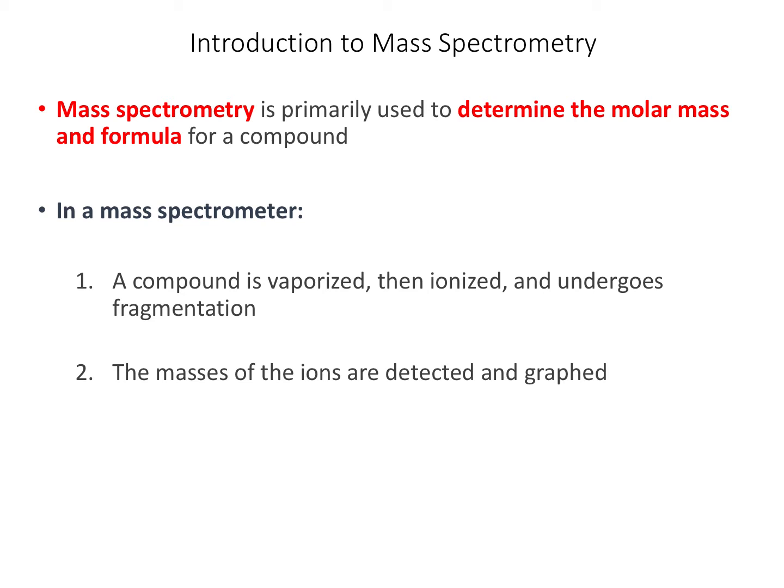So what happens inside a mass spectrometer is a compound is vaporized. It's then ionized and undergoes fragmentation. And some of those fragments have charges, and we measure the masses of those charged ions and graph how many of those we detect.